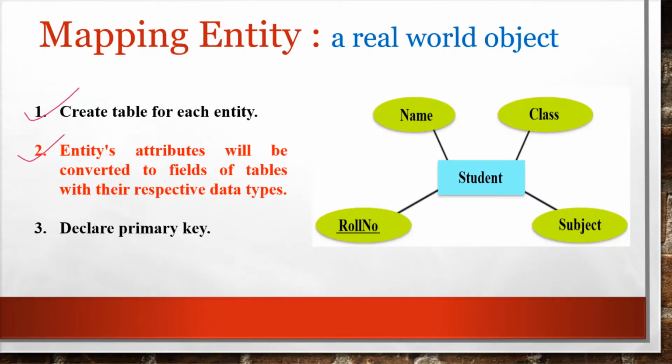For every given entity the rules are: create a new table, create a table for each entity, and the attributes of each entity will form the fields of the table. Last, you also need to declare the primary key of the table. The primary key will be the underlined attribute of the entity.